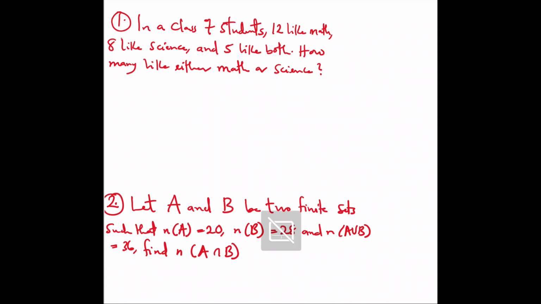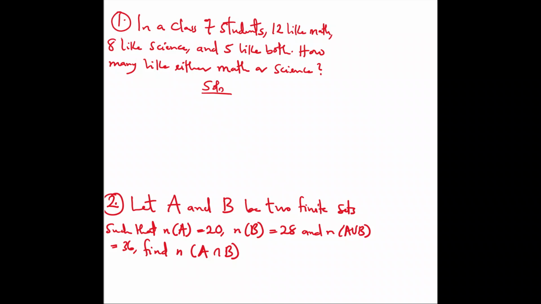The first example says, in a class of students, 12 like maths, 8 like science, and 5 like both. It says how many like either maths or science. So now we are looking for students who like just one subject.